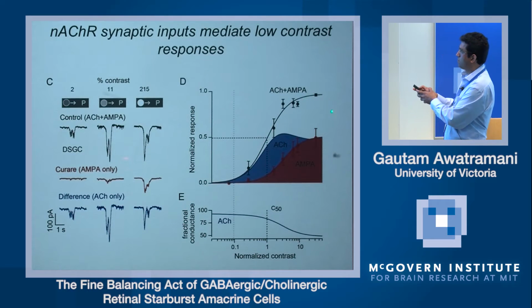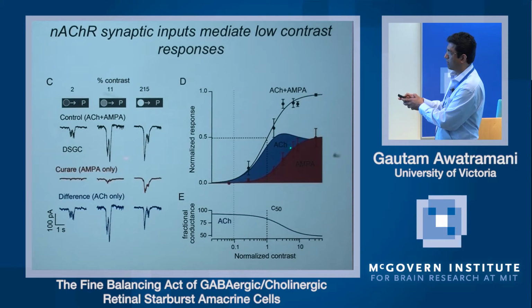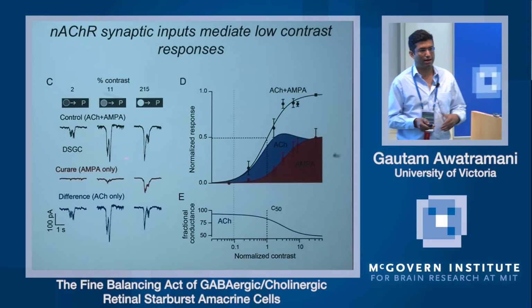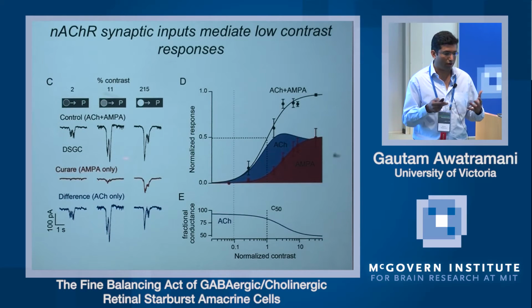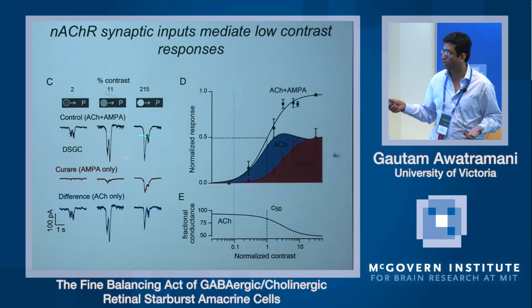So that's the total response. If you block acetylcholine receptors, you see the curve shifts to the right. And if you do a subtraction, you realize that this whole initial component is mediated by acetylcholine receptors. Now, this is a big statement to make because it's challenging the fundamental plan of the retina. And of course, it's just using pharmacology.